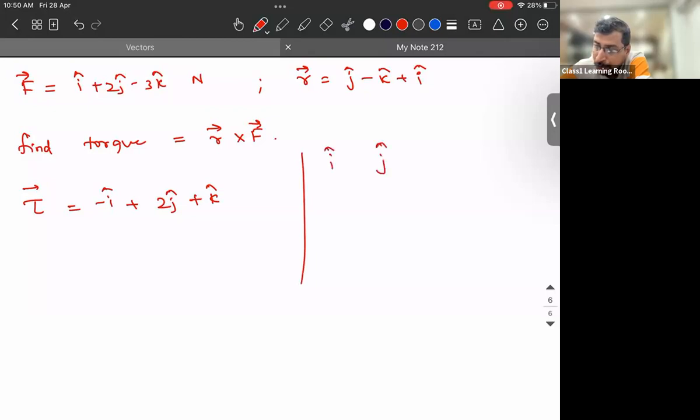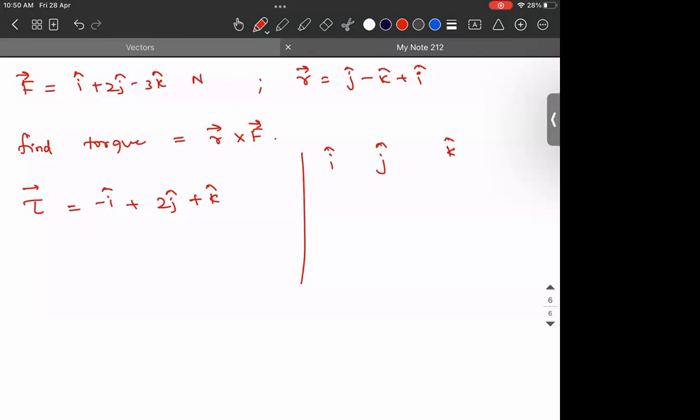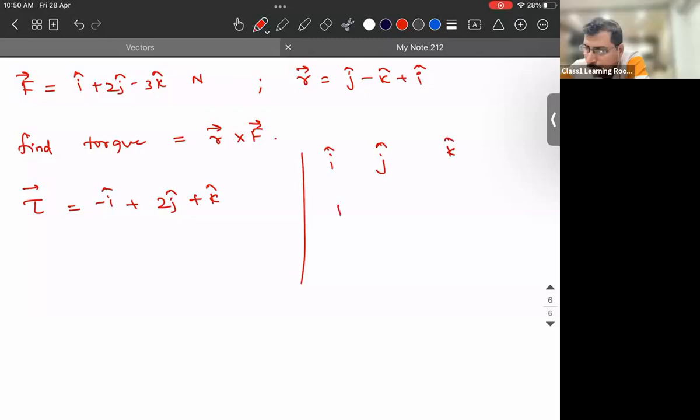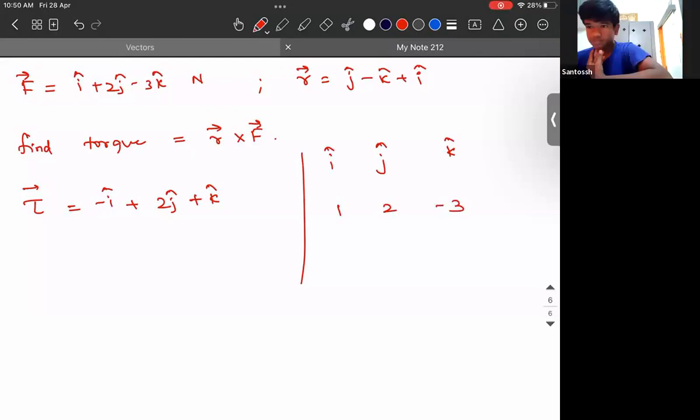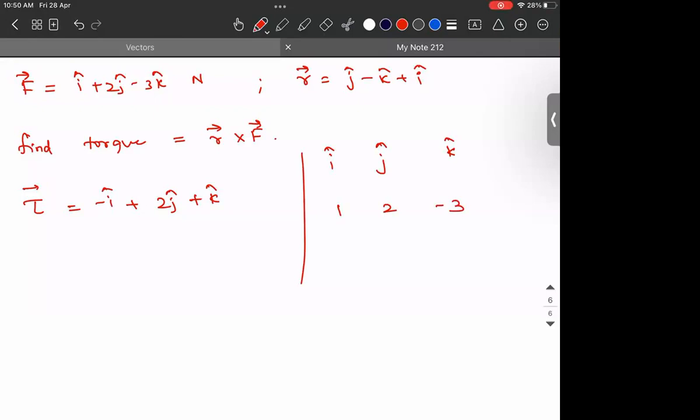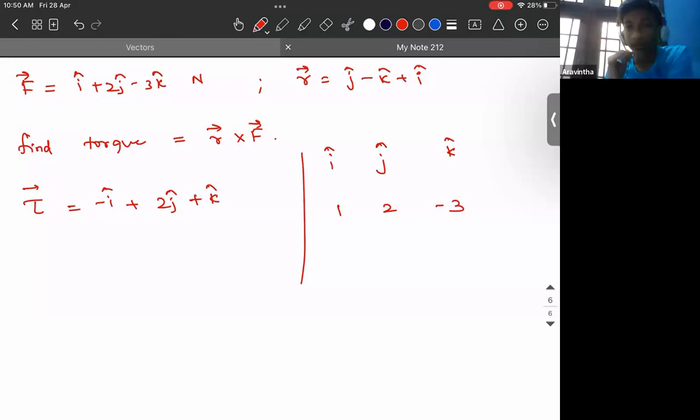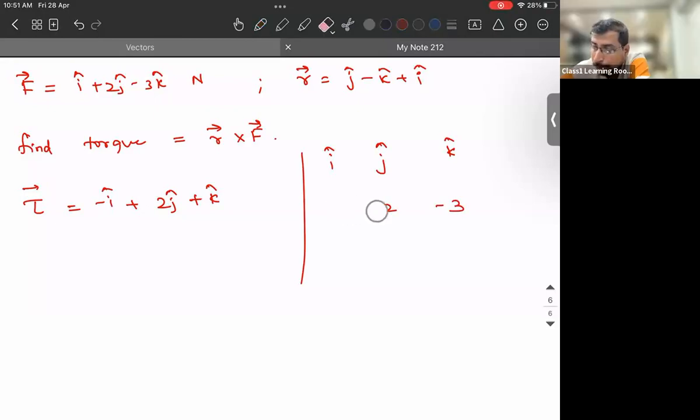I cap, J cap, K cap. Yes. Okay. 1, 2, minus 3. And what did you write at the bottom? 1, minus 1, minus 1. Sir, minus 3. Sir, one? It's R cross F, right? Okay. R cross F. Okay.